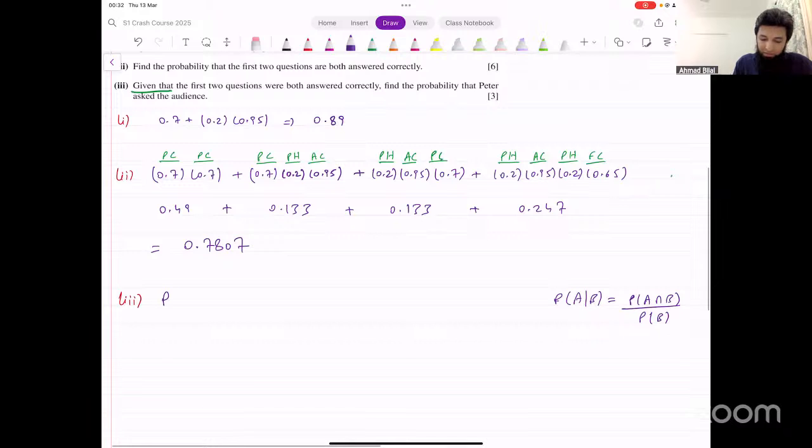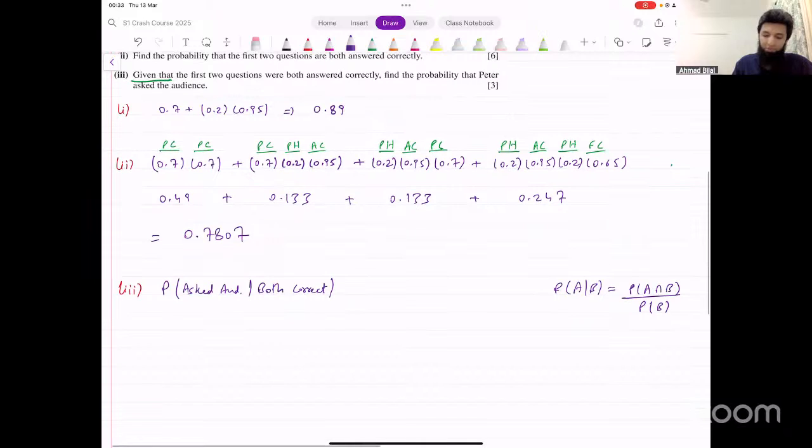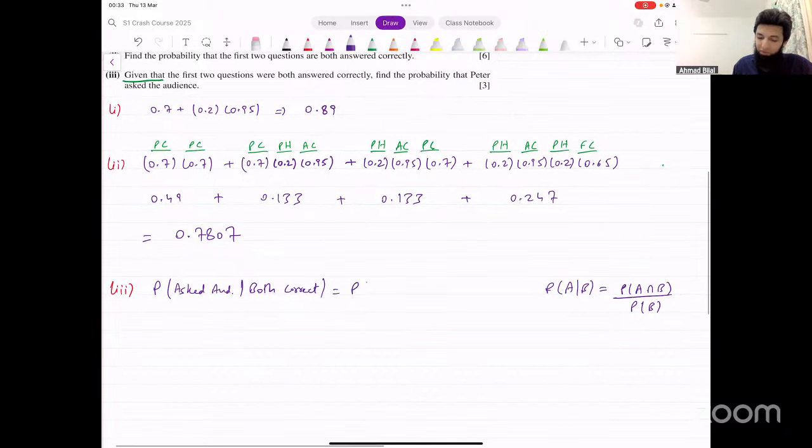Let's write down the formula. Given that both questions were answered correctly. So what are we given? Both questions were answered correctly. That's given. What's the probability that Peter asked the audience? The probability that he asked the audience, that's what we're looking for, given that both were correct. Okay. Now, what is this going to be equal to?